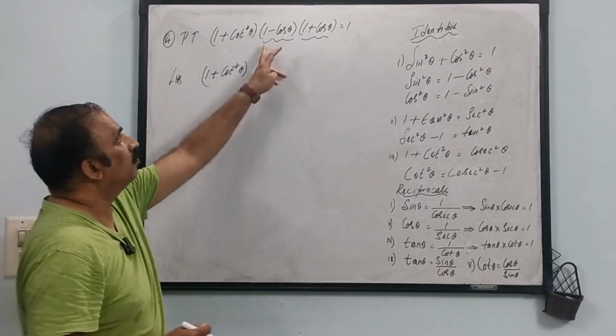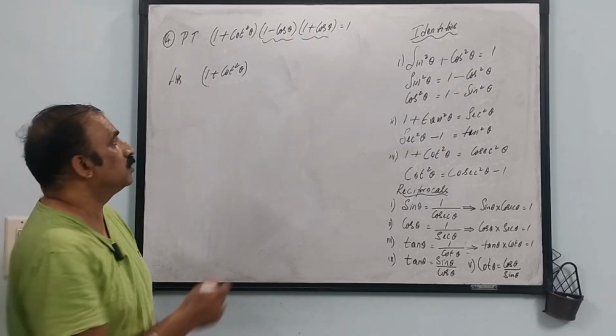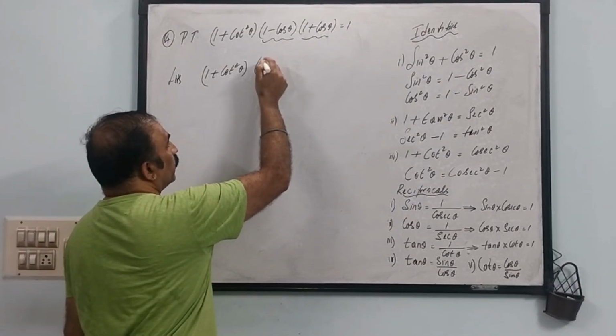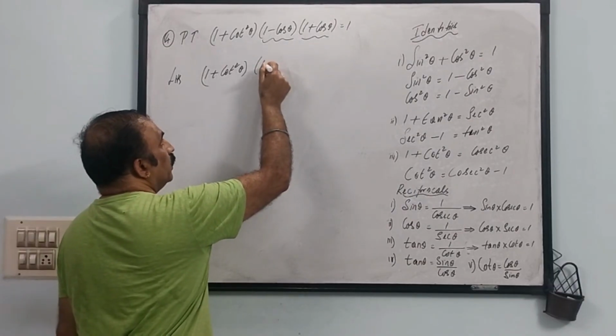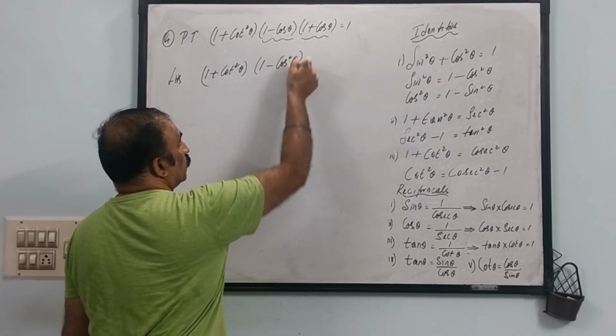That means it is in the form of (a minus b) into (a plus b). That is going to be a square minus b square. A square is going to be 1 square, and 1 square is 1 only. B square is going to be equal to cos square theta. So 1 minus cos square theta.